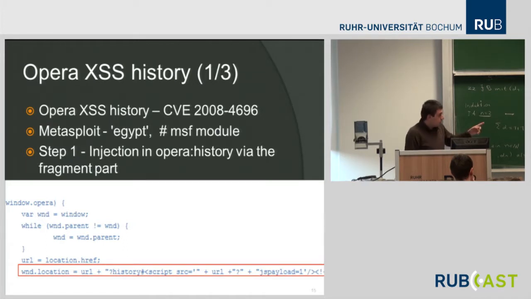I don't know if you guys can actually see the red line. That's basically the injection after the location.hash. What it's doing is pointing to a script, and the script is generated by Metasploit, which contains the exploit, basically the exploit to execute inside the Opera history.